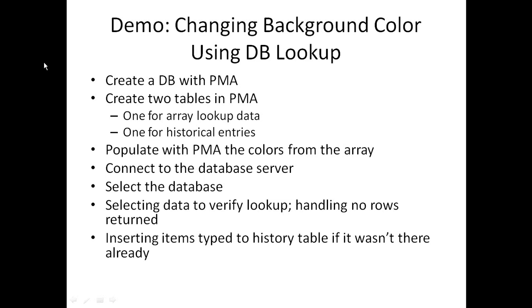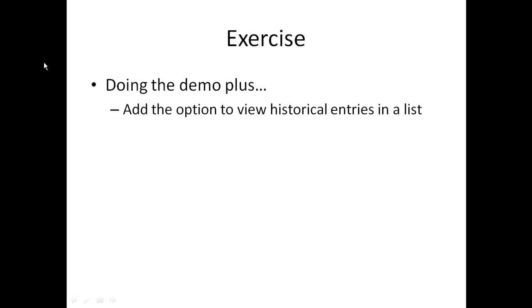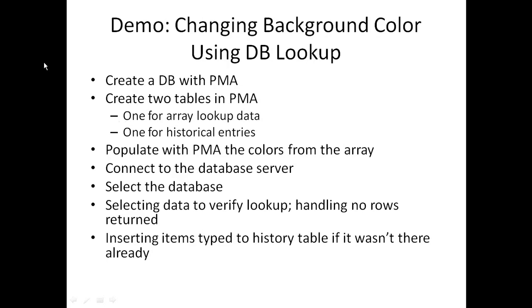I want to flip to the exercise slide, because I think what you're going to do is this exact same demo, except there's one other thing. The exercise would be to do the demo plus adding the option to view historical entries in a list. First I'll show you how to record the historical data, and then you'll go through and add how to get the historical data back out.